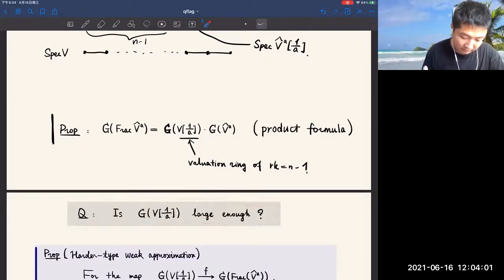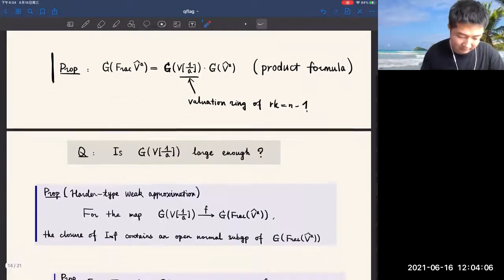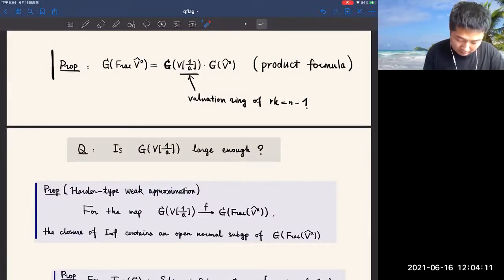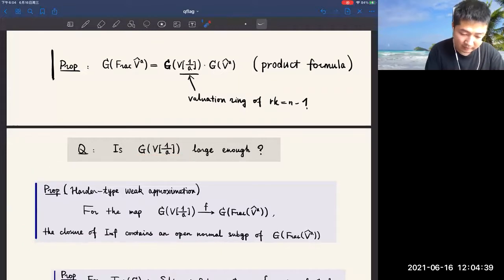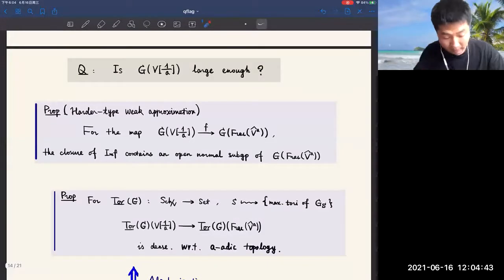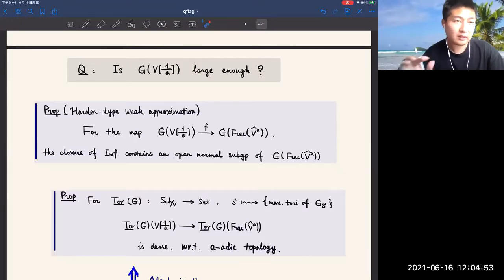To prove this is really large, in fact, we need a harder type of weak approximation. This is the following proposition. If we consider the map from the V[A inverse]-points to the points over the fraction field of the A-adic completion, then the closure of the image contains an open normal subgroup of the latter part. This is what we prove. So this harder type of weak approximation proves that this part is really large and implies this product formula. And as some other articles do, for weak approximation we usually consider maximal tori. We first establish some approximation results for maximal tori and try to combine these results to obtain the weak approximation for the whole group. So what we are doing is similar.